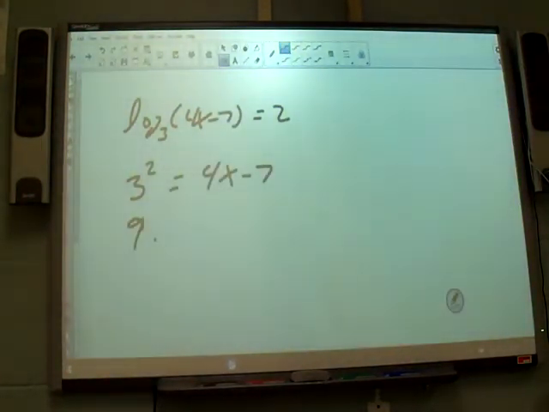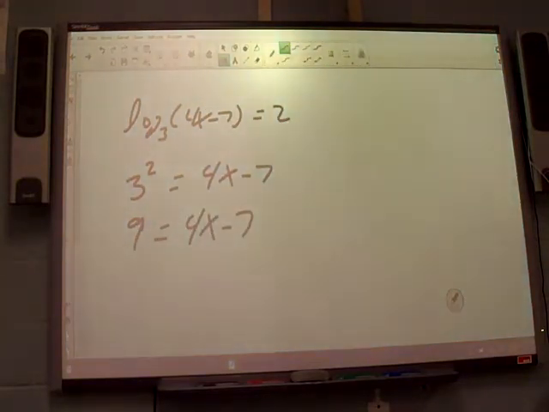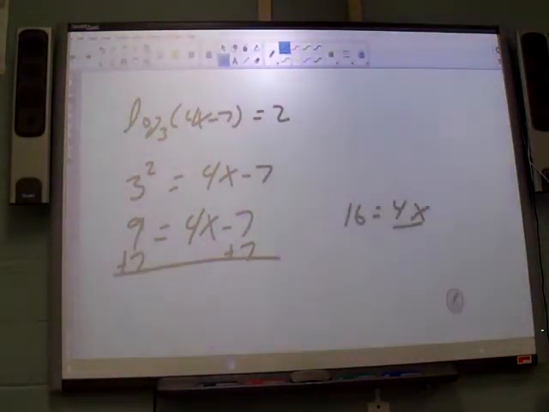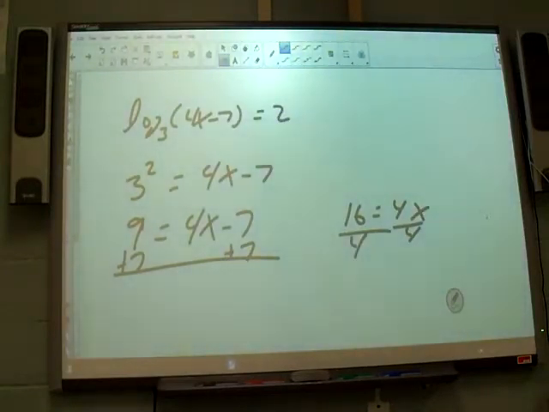So then you've got 9 equals 4x minus 7. There's your two-step middle school equation. Add the 7. So 16 equals 4x, divide by 4, and x is 4.